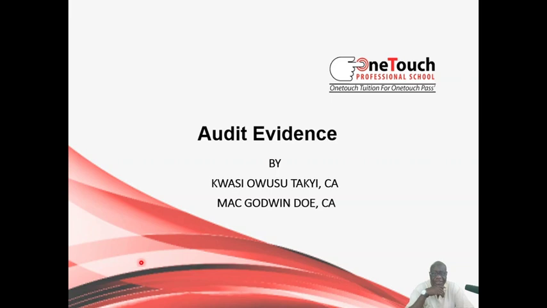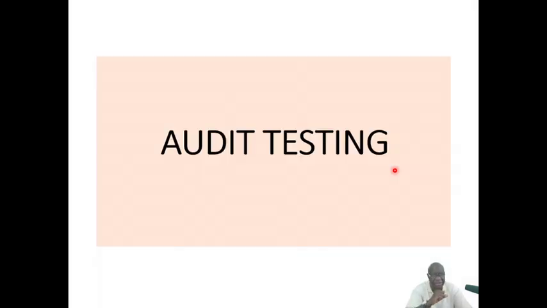Our next topic is audit evidence. So you have evidence. Auditors are supposed to do audits by obtaining sufficient appropriate audit evidence, and based on that evidence, the auditor comes out with his opinion. Therefore, now that we have planned, the next thing for us is to go to the field and obtain our audit evidence.